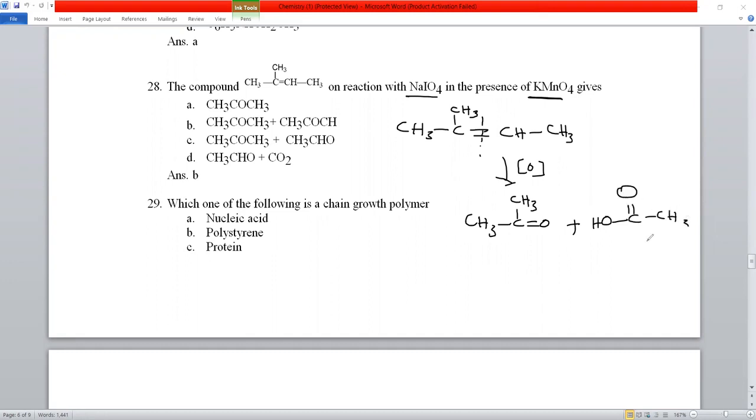Strong oxidation is taking place here. So one product is acetone, and the other is acetic acid. So this is the acetic acid. So option B is the correct answer.